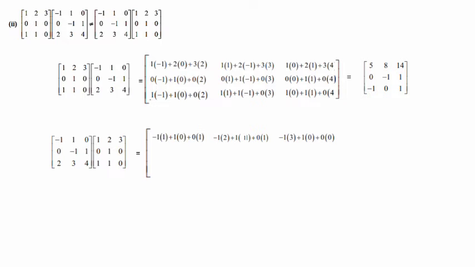Next is second row with the first column, 0 into 1 plus minus 1 into 0 plus 1 into 1, that is mentioned here.